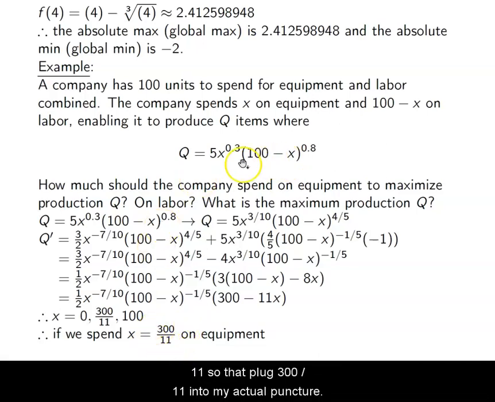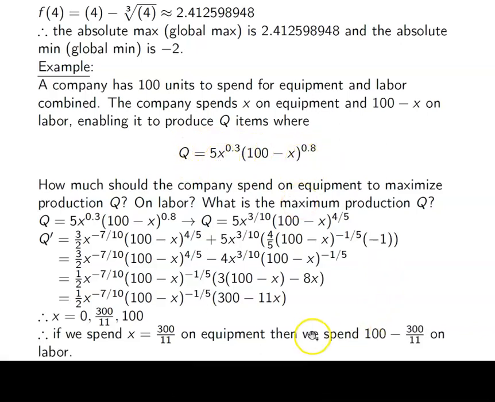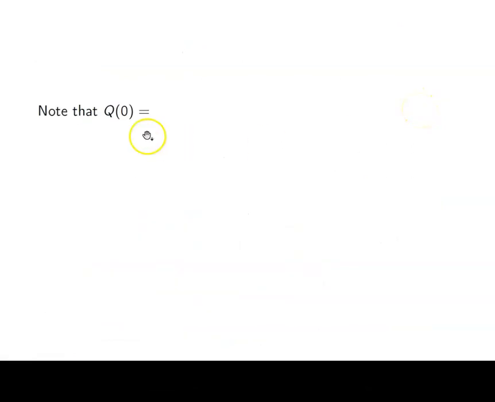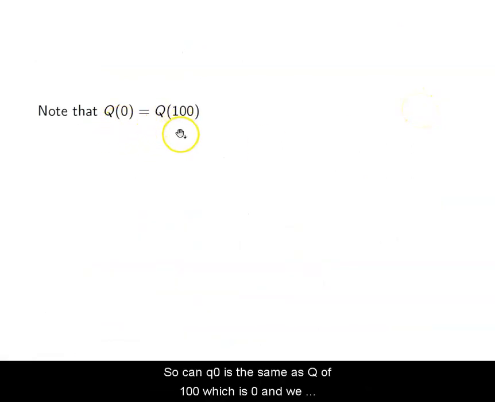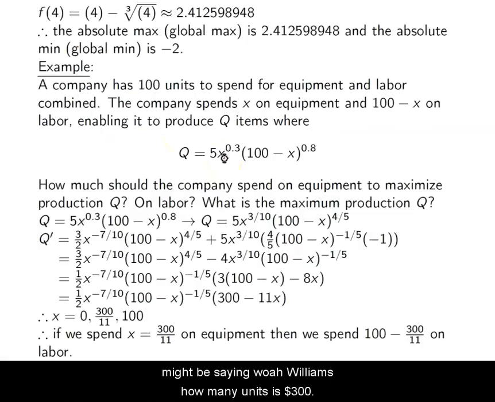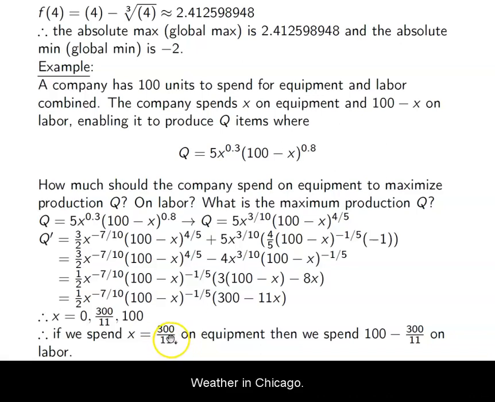So if I plug 300 over 11 into my actual function, okay, then the amount that I'll spend on labor, right, is going to be this 100 minus 300 over 11. Okay. So again, Q of 0 is the same as Q of 100, which is 0. And we might be saying, well, Professor Williams, how many units is 300 over 11? You can just plug that into your calculator.